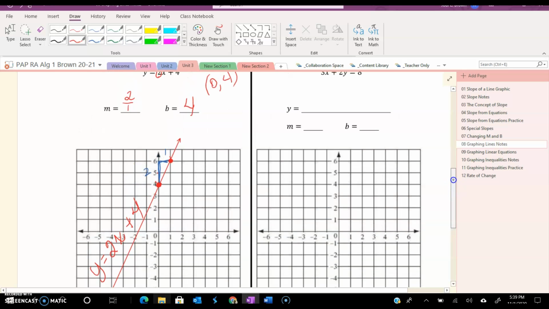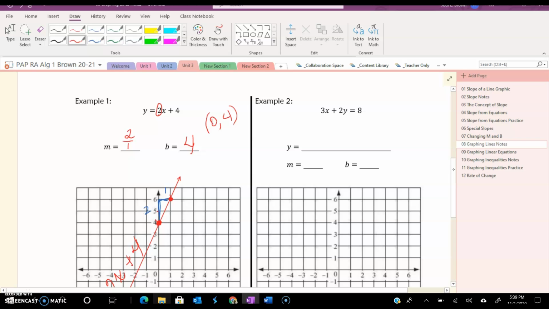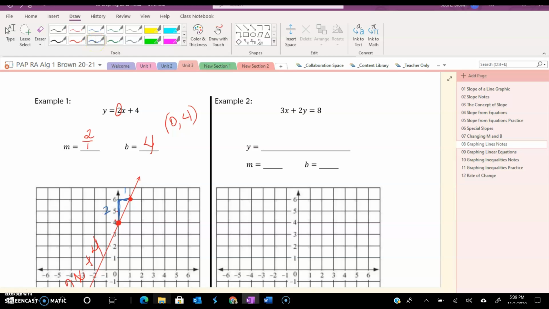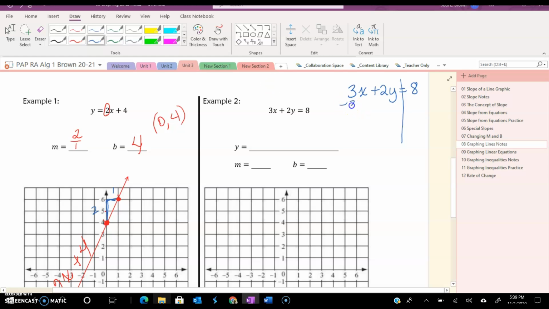But suppose they give you the line in standard form. Remember we said y has to be by itself, so that means we need to solve for y. So we have 3x plus 2y equals 8. We're going to subtract 3x from both sides. So I have 2y equals 8 minus 3x. Divide everything by 2. So I have y equals 4 minus 3 over 2x.